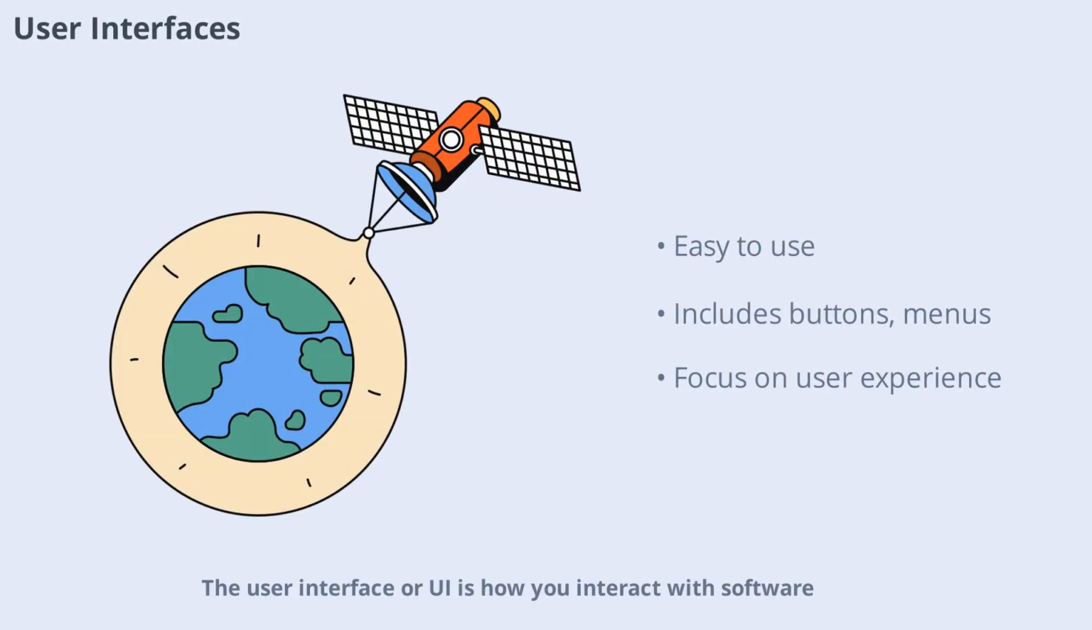User interface, or UI, is how you interact with software. A good UI makes software easy to use and understand. It includes elements like buttons, menus, and icons. Developers spend a lot of time designing interfaces that are intuitive and visually appealing, ensuring users have a positive experience.